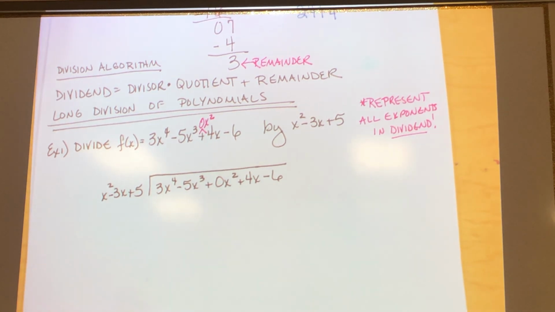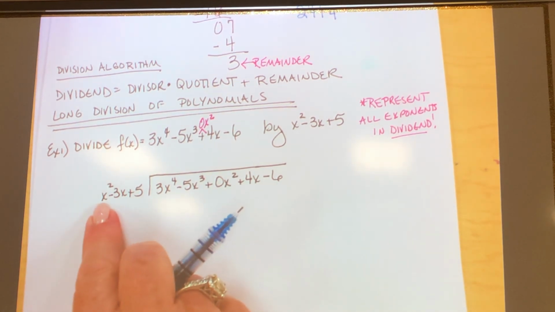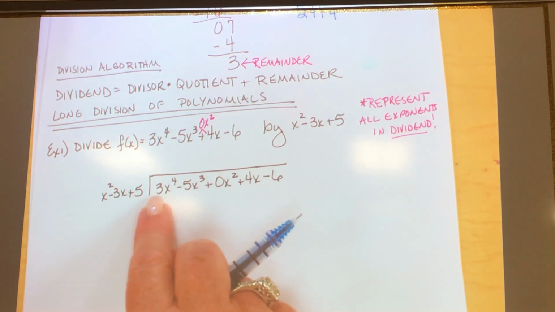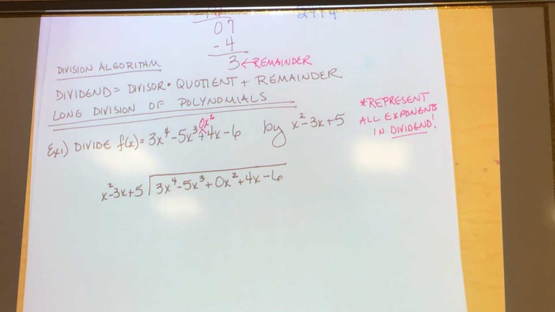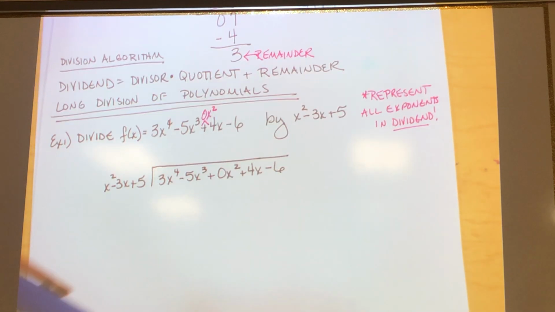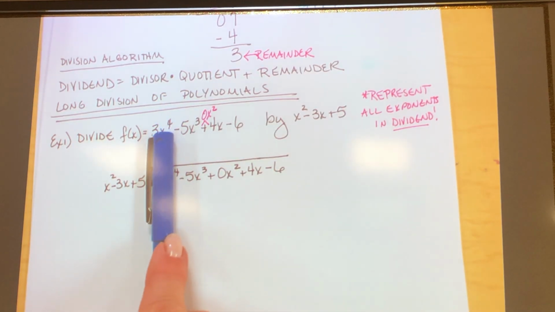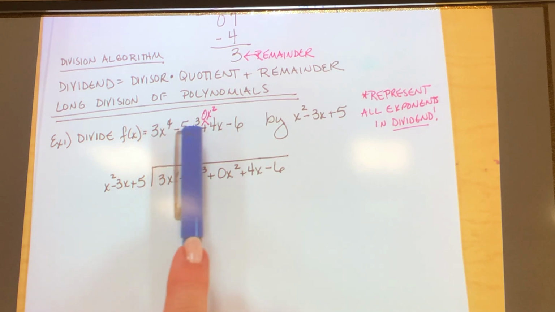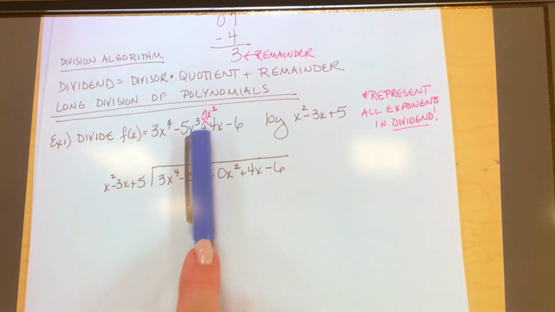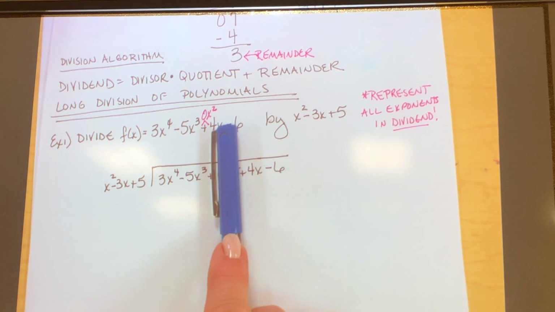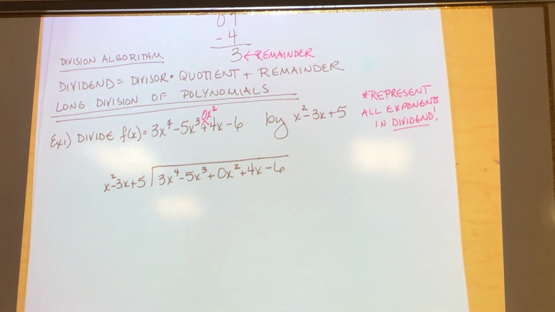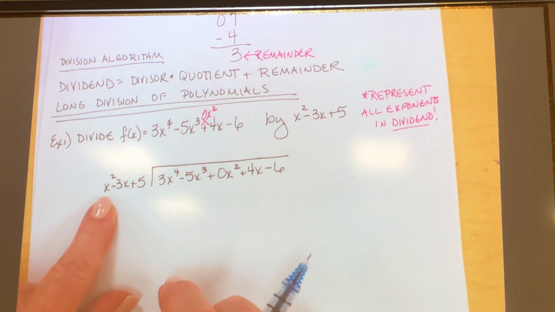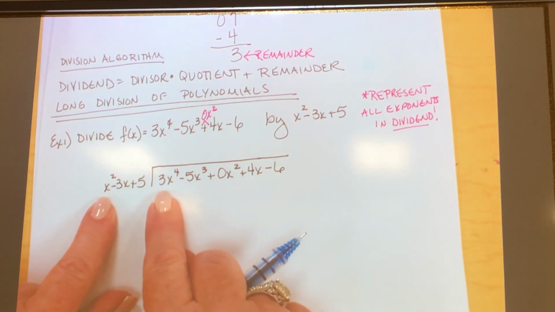Okay, so instead of saying, how many times does x squared go into 3x to the 4th, I'm going to say, what do you multiply x squared by? Oh, before I start, let me show you this. You're going to be very organized. All of your x to the 4ths will be in this column. All your x to the 3rds will be in this column. All your x squares will be in this column, and all your x's, and then your constants in the last column. Okay? So, what do I multiply x squared by to get 3x to the 4th?